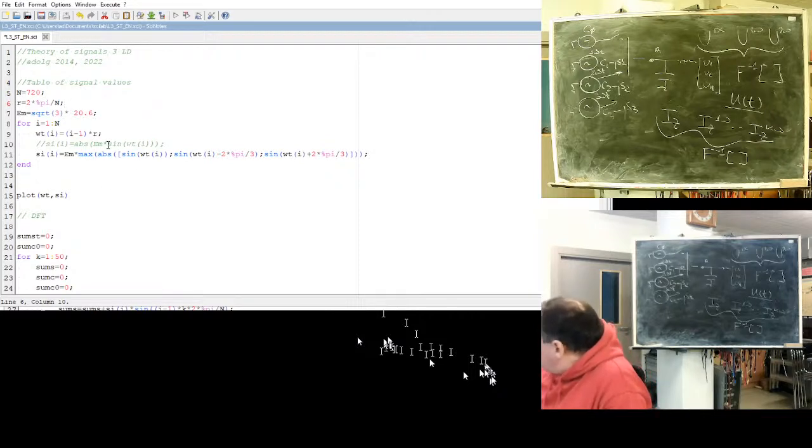The ratio is needed to convert from degrees to radians, because cosine, sine and all trigonometric functions require the argument in radians. That's 2 pi over n, right? Yeah, it's the step size.